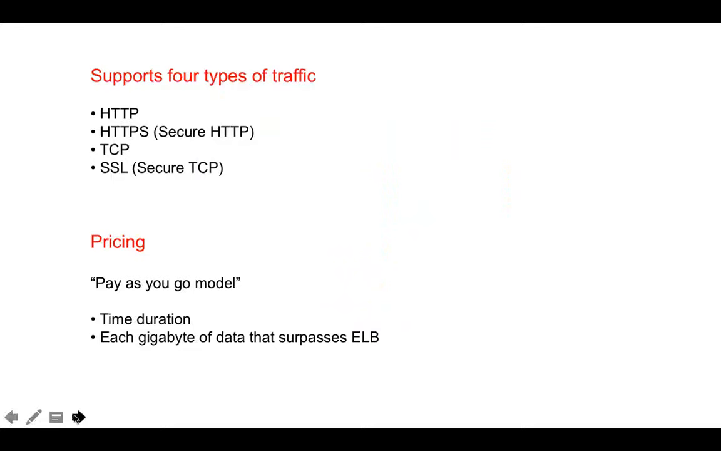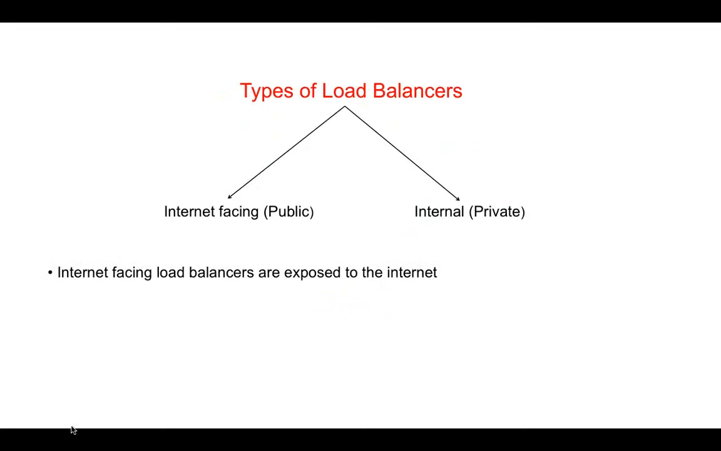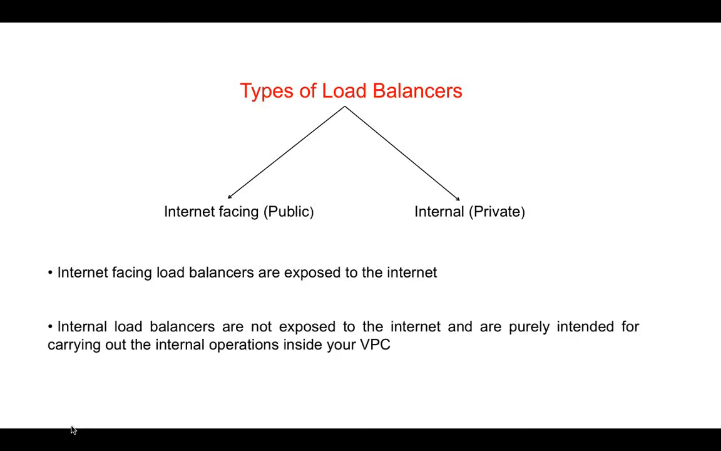Now the load balancers are of 2 types. Internet-facing load balancer. Internet-facing means that it is intended to receive the traffic from the internet. And we have the internal load balancer. So the internet-facing load balancers are exposed to the internet and should always receive the traffic from the internet, whereas the internal load balancers are not exposed to the internet and are purely intended to carry out the internal operations inside a virtual private cloud. So these are the 2 types of load balancers that you will incorporate in your design.